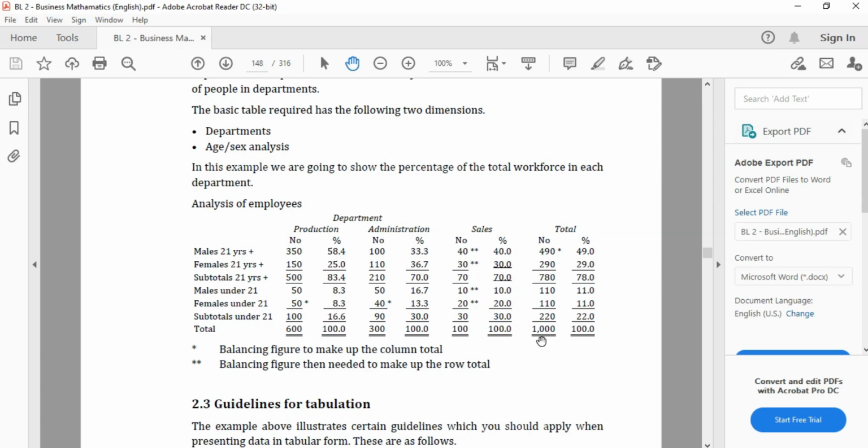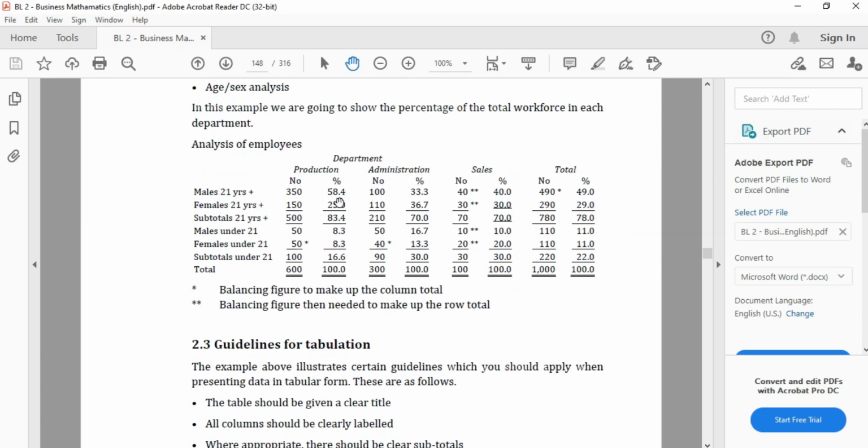So how you read this table is, 58.4% of males work in the production department, 33% work in administration, and so on. Likewise, you have to interpret. And one thing is, when you get your totals, when it comes to percentages, make sure your total equals 100%.